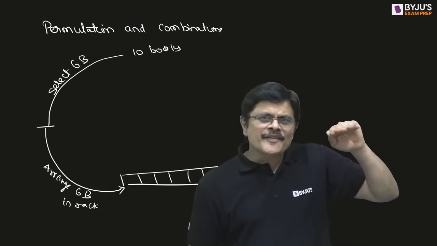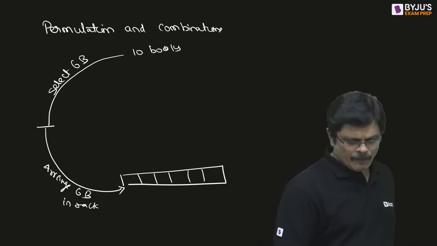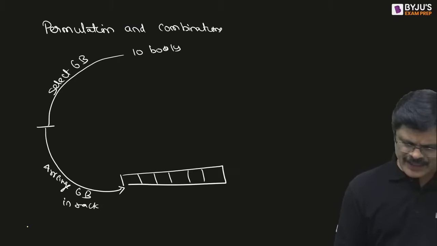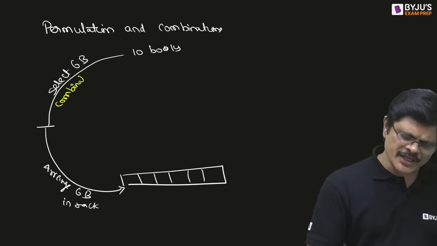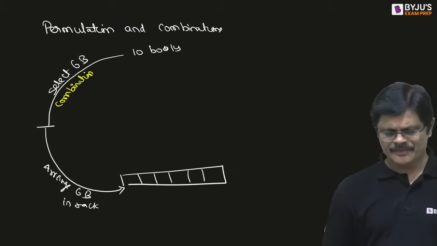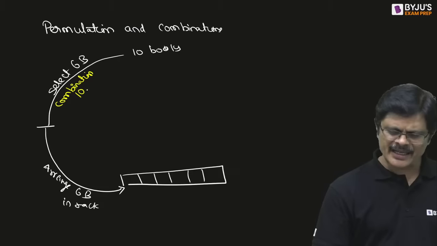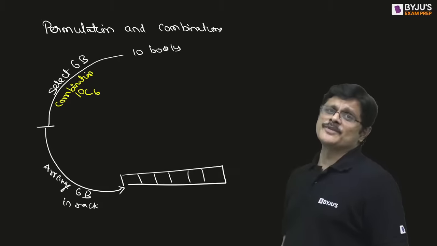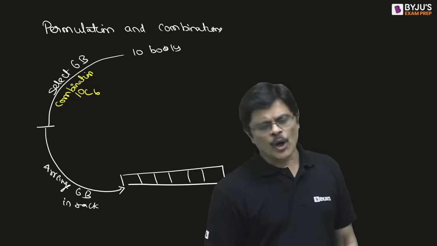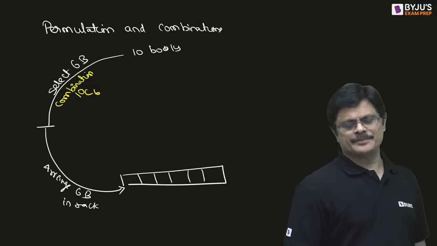The process of selection is combination. So we denote it here as 10C6. We are selecting 6 out of 10 objects.